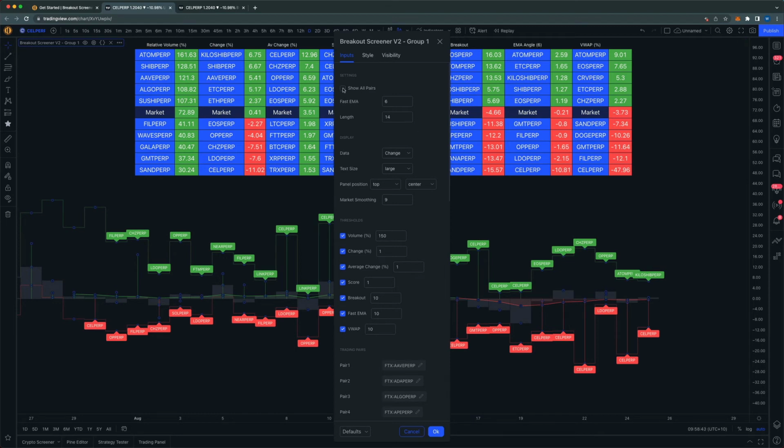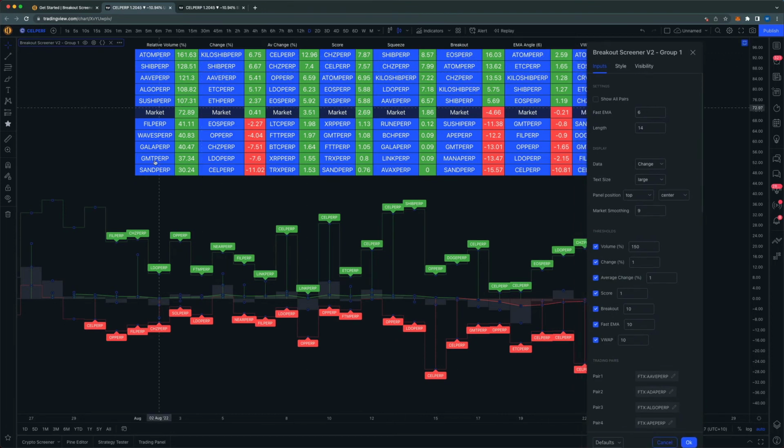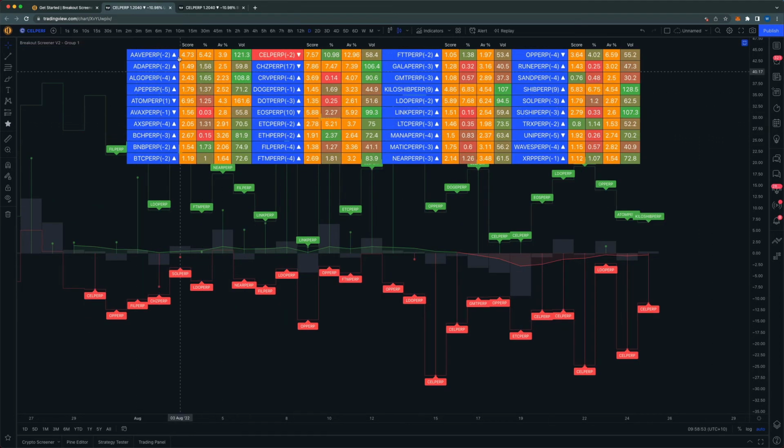So if we wanted to see, let's say CEL, we want to know what the relative volume was for CEL, we can just jump into show all pairs. And we don't get all of the data here, but we do get to see every pair. This is all 40 pairs in the group. And we can see that Bitcoin, for example, has only received 72% relative volume. Its average move is 1.64%, but we've only moved 1% today.